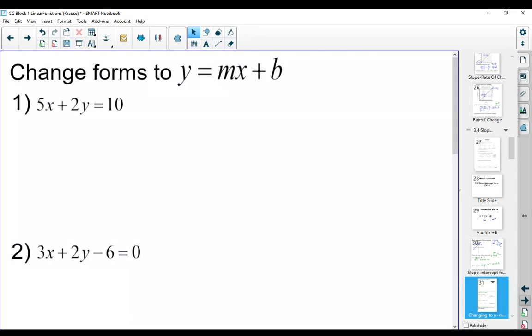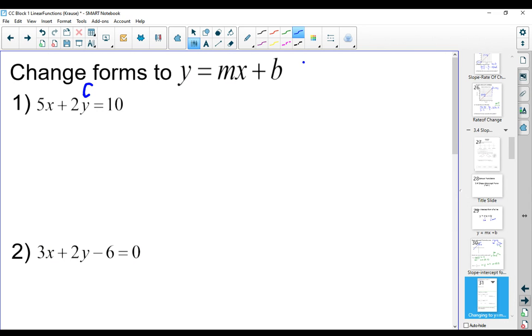Sometimes when it comes to using the slope-intercept form, y equals mx plus b, the equation isn't set up for us automatically. Sometimes we have to do a little bit of manipulating first. So here I have 5x plus 2y equals 10. If I want to put it in the form y equals mx plus b, I need to rearrange my equation to get y by itself. This is why we started off the unit by practicing solving equations.